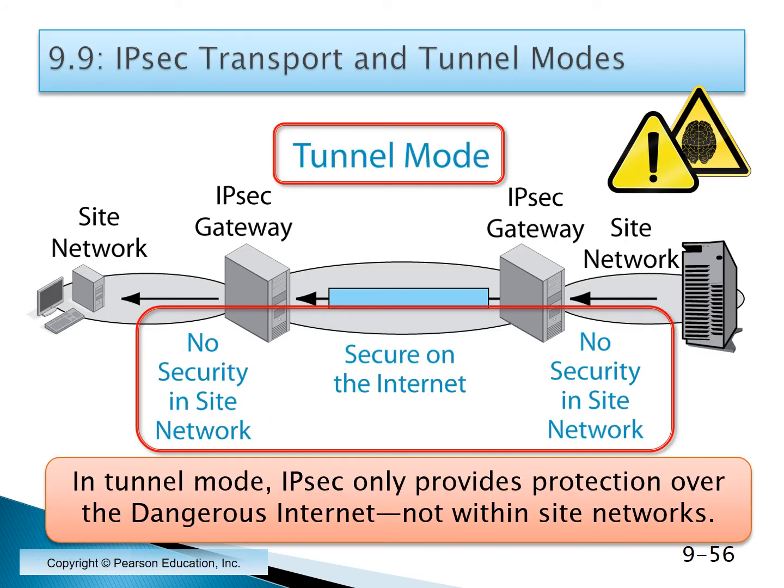The other one is the tunnel mode. In the tunnel mode, IPsec actually only provides protection over the dangerous internet. But it's not encrypted within the site networks, right? So there's no security within the company network. You suppose the traffic here is safe. You only do the encryption or the security part when the traffic is going through the internet. So this one is the tunnel mode.